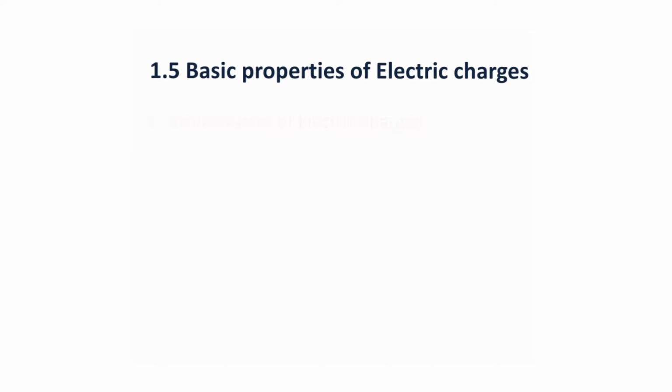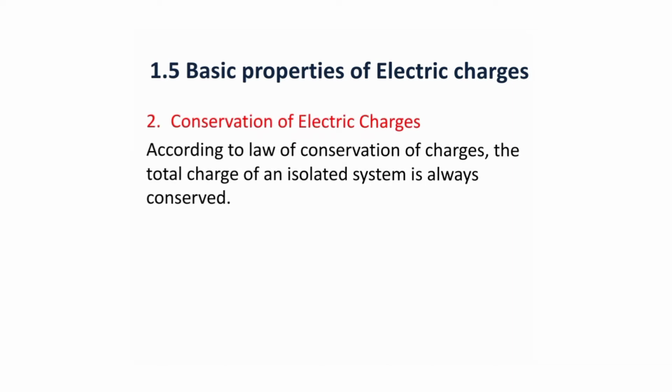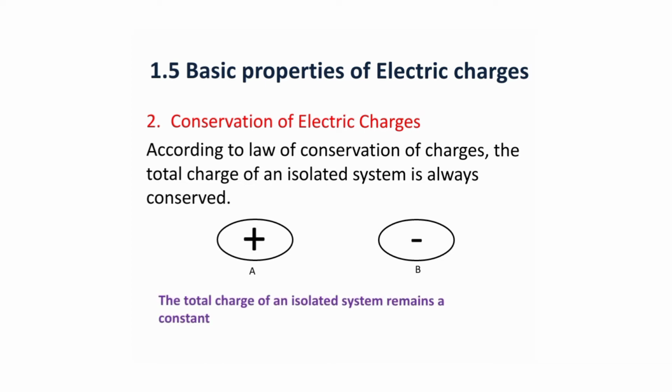The next important property of electric charge is conservation of electric charge. According to this law, the total charge of an isolated system is always conserved. It is not possible to create or destroy net charge of an isolated system. Now, consider two bodies A and B. The two bodies are rubbed together so that A acquires positive charge and B acquires negative charge. That is, the total charge of an isolated system remains constant.